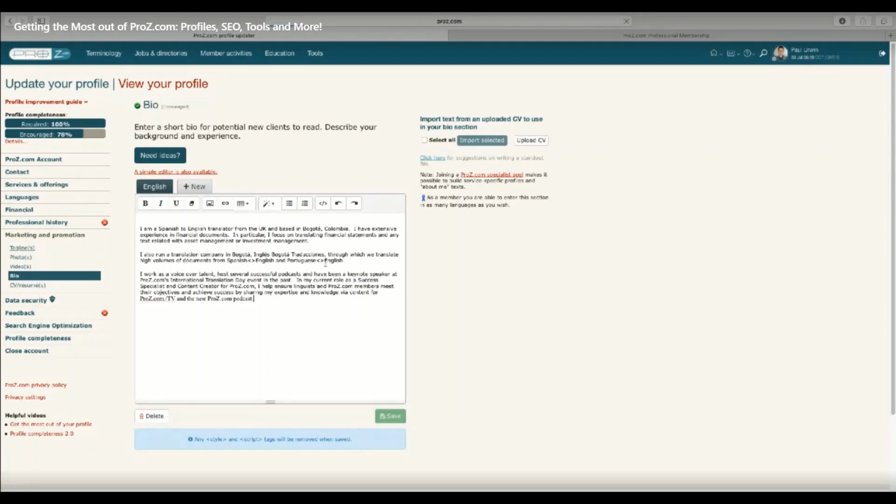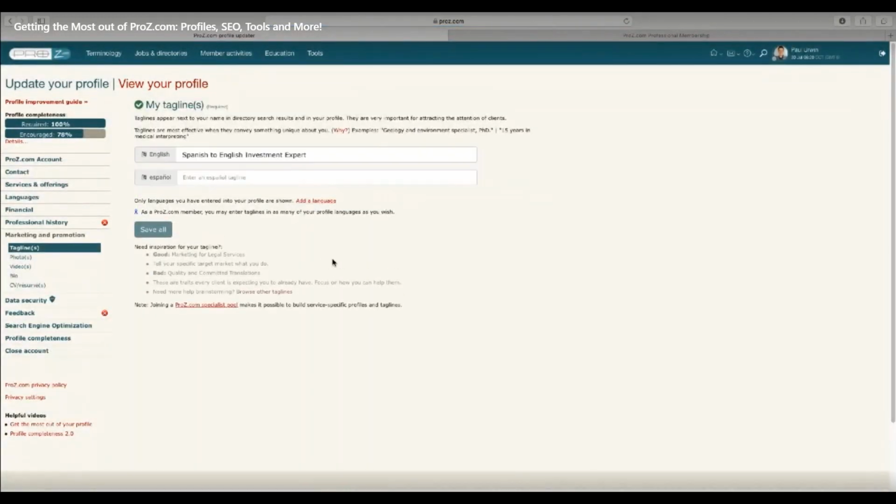Different sections here. Let's go to tagline. Tagline is really, really important, of course. So what kind of tagline do you have? Do you have taglines in different languages? See, I don't have a tagline here in Spanish. That would be useful to add. You can edit your tagline.